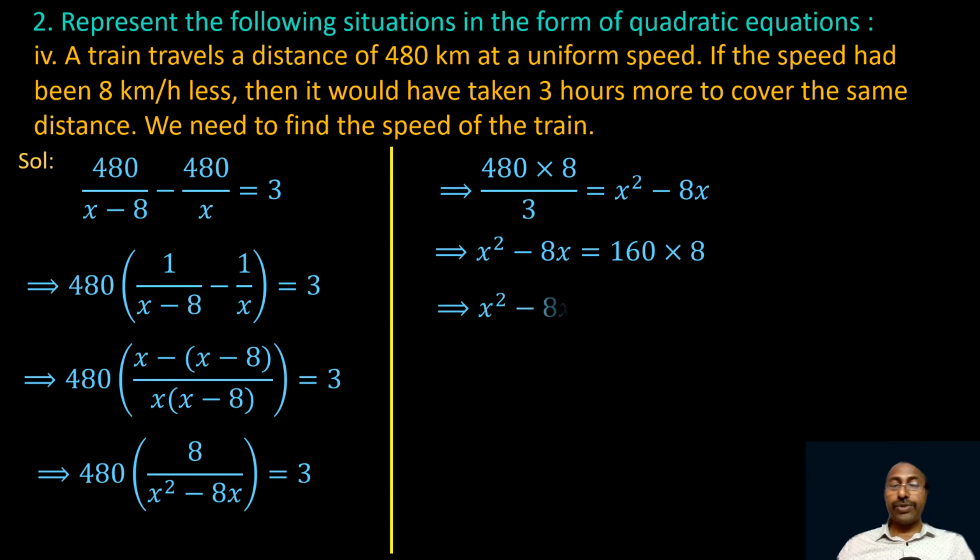So we get x square minus 8x equal to 1280. And let us transpose the term 1280 to the left side. So we get x square minus 8x minus 1280 equal to 0. So this is our required quadratic equation. Okay students, that's the end of exercise 5.1, and let's go for the next topic.